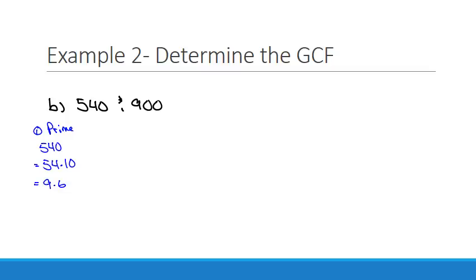54, I'm going to say 9 times 6. 10, I'll say 5 times 2. 9 then becomes 3 times 3, and that's prime, so I'm happy. 6 can become 3 times 2. 5 is prime, and then the 2 is prime.